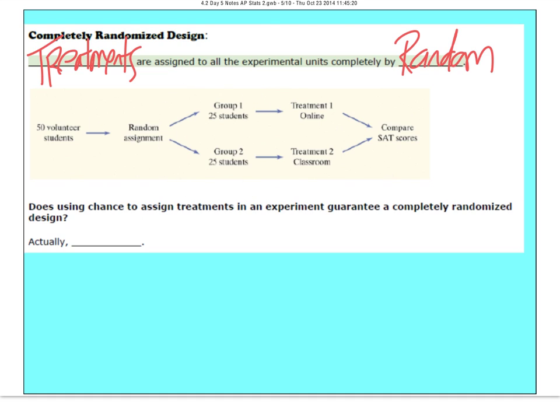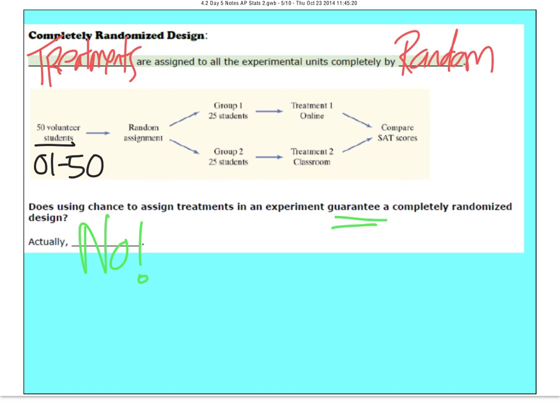Let's say that they took all 50 volunteers, gave them numbers from 01 to 50, assigned everyone a number, put the numbers in a hat, and they said the first 25 numbers that they pick are group 1, the last 25 numbers are group 2. So we draw it from a hat. Does using this chance process to assign the treatments in an experiment guarantee a completely randomized design? In this case, no, it doesn't guarantee it's completely randomized.